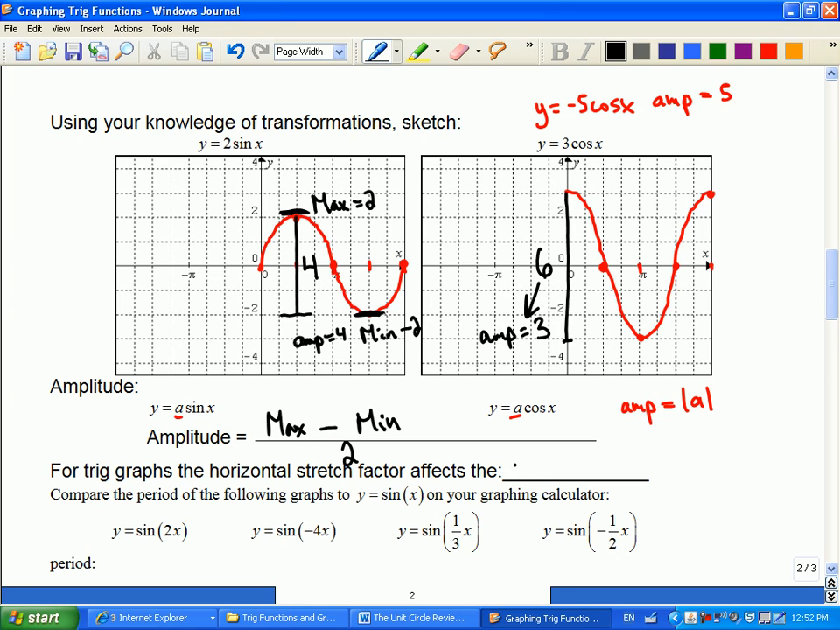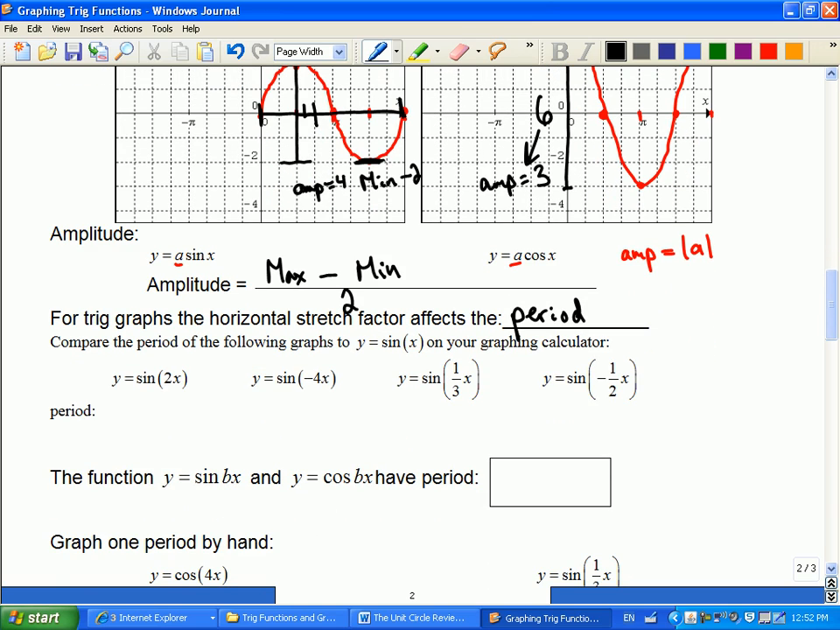So this phase shift for a horizontal stretch factor is going to affect the period. Because if you picture this graph getting narrower, I'm going to change the length that it takes to make one cycle of it. Right? I'm going to either make it longer or shorter. So we're going to take a look at these on a graphing calculator. So grab your graphing calculators if you don't have them.